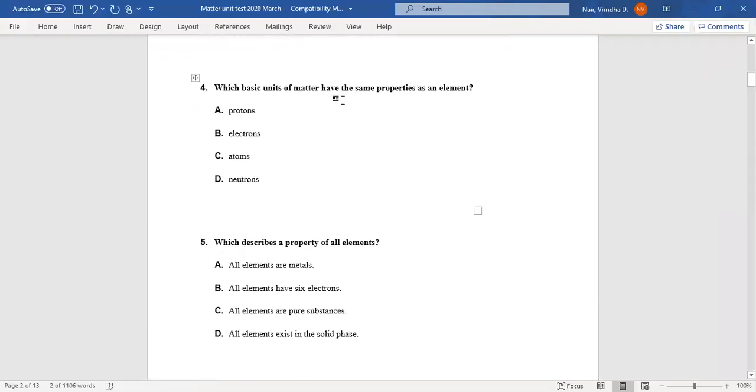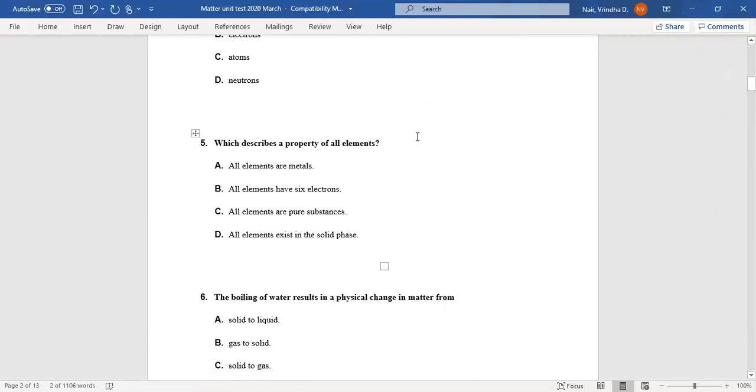Which basic unit of matter has the same properties as its elements? Is it protons, electrons, atoms, or neutrons? Which describes the property of an element? All elements are metals. All elements have 6 electrons. All elements are pure substances. All elements exist in a solid phase.